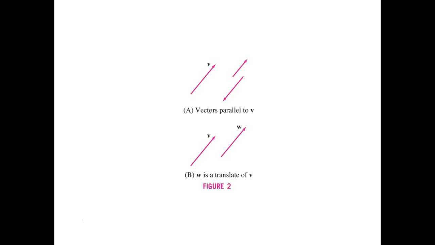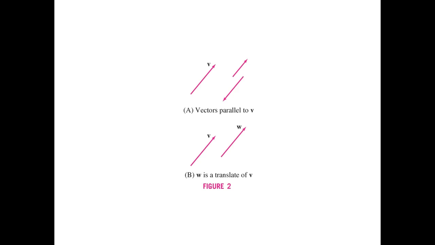In some technical way, you might call it anti-parallel, meaning exactly opposite directions but parallel lines. But this book just calls it parallel. So all those are parallel, these are parallel. Another thing you can call is that W is a translate of V. In other words, you've taken the vector V and moved it without changing magnitude or direction. You just translated it to a different place in the plane.